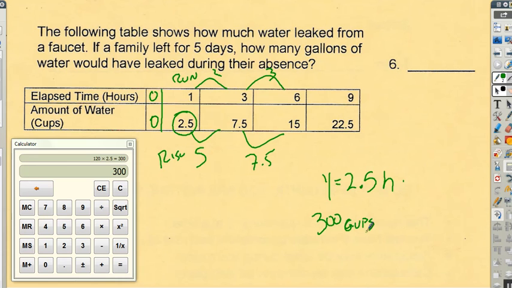Now, if we have to go to gallons, we will. But I hope not. There are two cups in a pint. I don't want to go through the whole thing. Essentially, there are 16 cups in a gallon. So then we're going to divide this by 16. And you get 18.75. So you will lose 18.75 gallons of water during your absence.